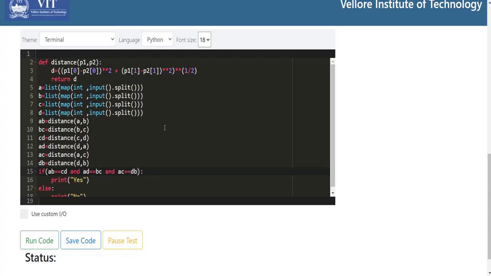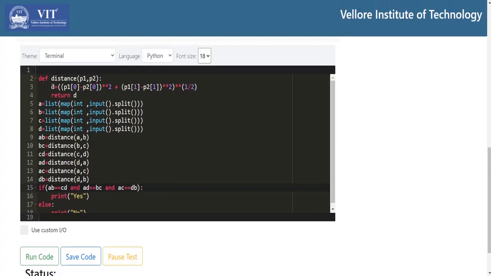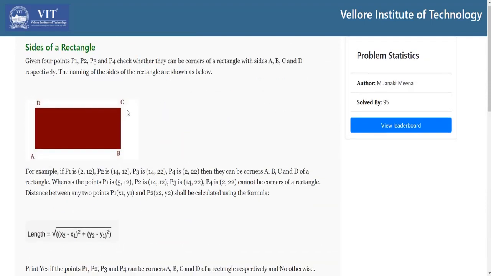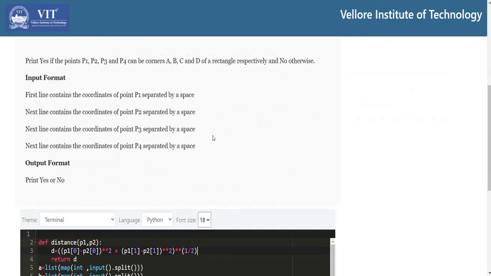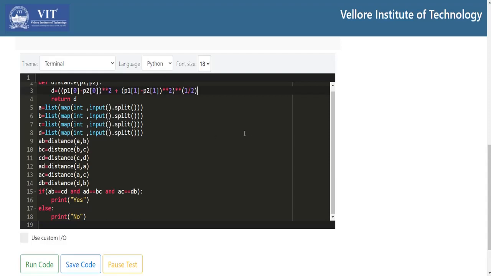The logic that I used in my code: first, to find the distance between 2 points using the distance formula, and the second was the property of a rectangle that we all studied in sixth standard. All the opposite sides are equal and the lengths of the diagonals are equal. So this was a very easy question for today. I hope you all found my solution easy to understand.